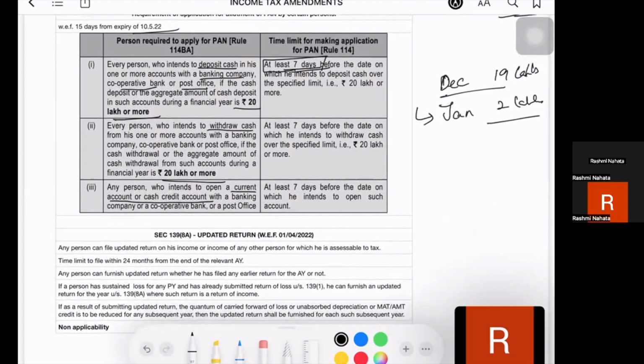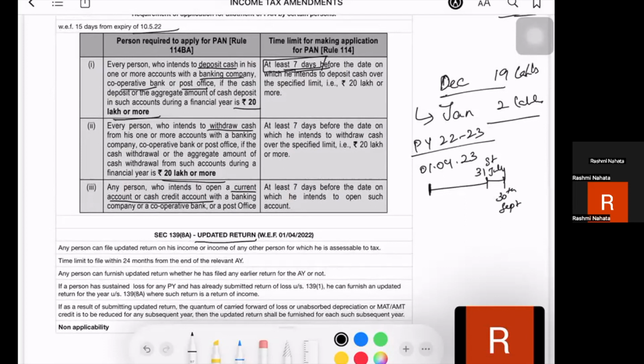Next, we have a very important amendment with regard to the updated return. So we have regular filing, belated returns, revised returns. What is this belated return? Normally, from the start of the assessment year, that is 1/4/2023, the assessment year will start for previous year 22-23. Normally, from the start of the assessment year till 31st July, or depending on the audit case, 30th September, there is a time to file the returns.